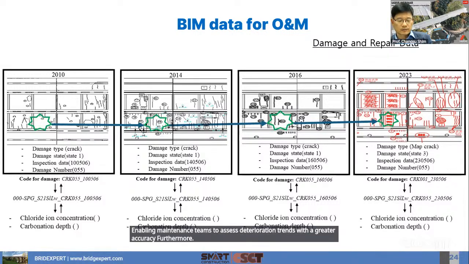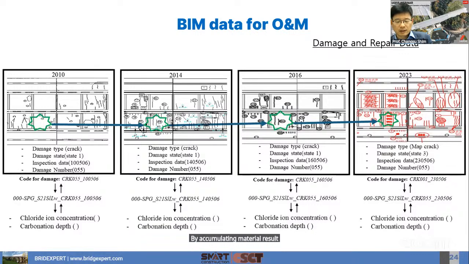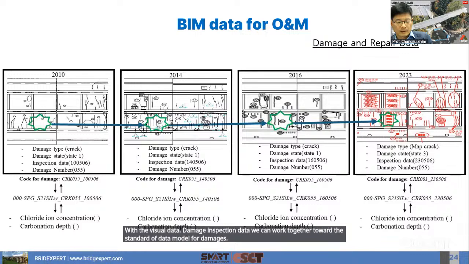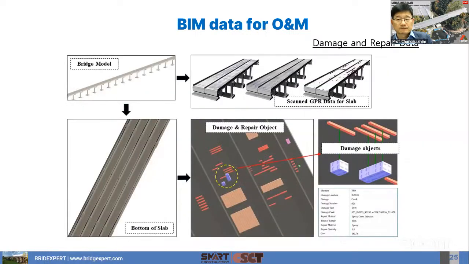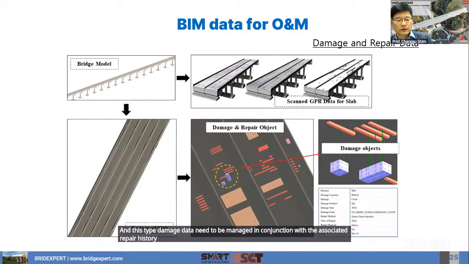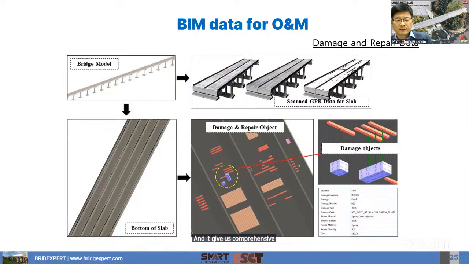Furthermore, by accumulating material test results, such as carbonation depths, chloride concentration, or rebar exposure, with the visual damage inspection data, we can work together toward a standard data model for damages. This integrated approach not only improves damage assessment, but also supports predictive modeling of lifecycle-based maintenance planning. We are currently developing the damage models of cracking, especially for bridge slabs. And this type of damage data needs to be managed in conjunction with the associated repair history, as I explained before. And it gives us a comprehensive understanding of how damage evolves and how effective specific repair actions have been.